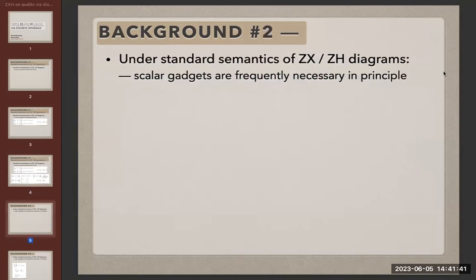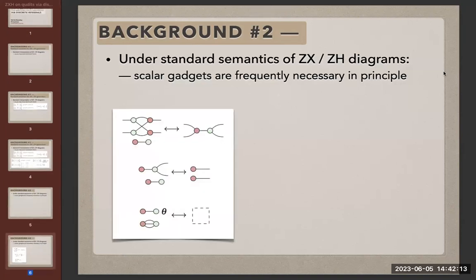Now, one feature of ZH and ZX diagrams under the standard semantics, that is to say, the semantics with which they were originally defined and almost always described, is that for many frequent diagrams, such as, for example, to represent the controlled NOT, or for many different rewrites that one frequently sees in practice, you have scalar gadgets arising. And this is something which we're actually fairly familiar with for those of us who like to consider scalar exact transformations that represent semantics being preserved with equality rather than proportionality.